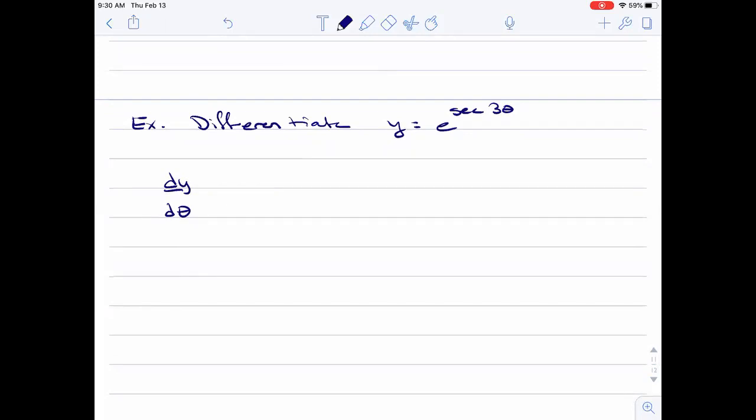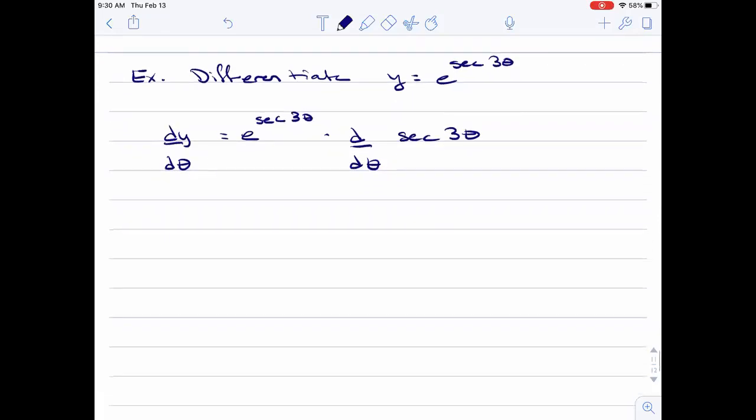But with respect to theta, the derivative of e to the x is e to the x. And so evaluated at the inside function, that's just going to be itself, e to the secant 3 theta, times d theta of secant 3 theta. That outside is done. E to the secant 3 theta, just leave it as it is.